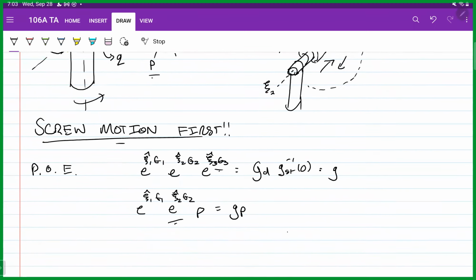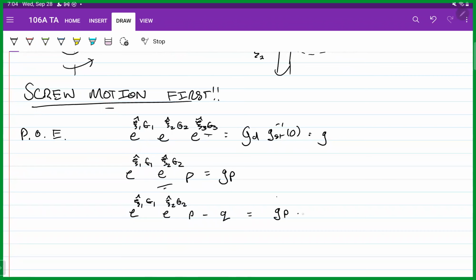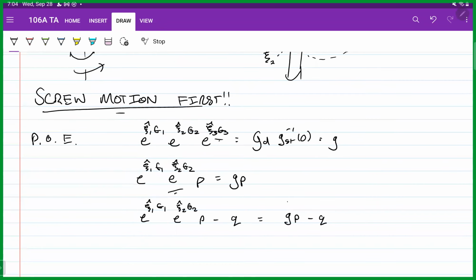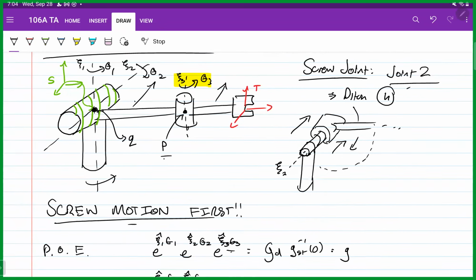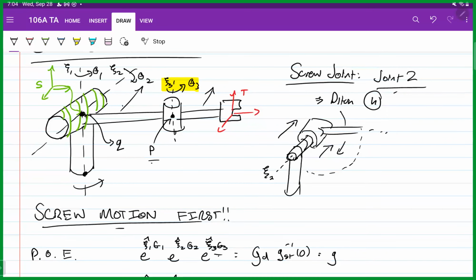So why don't we subtract off this point Q from both sides? So e to the xi1 hat theta 1, e to the xi2 hat theta 2 times P minus Q equals G times P minus Q. The most important thing about this point is that it's on the axis of xi1. Can we choose a point on the axis of xi1 and not on xi2? Yes, we could choose it down here, and that would work fine as well. It doesn't matter.